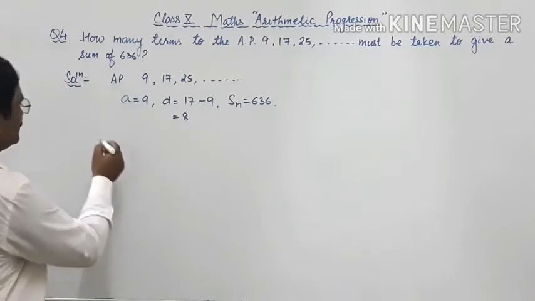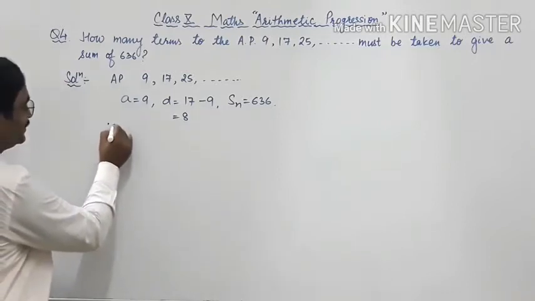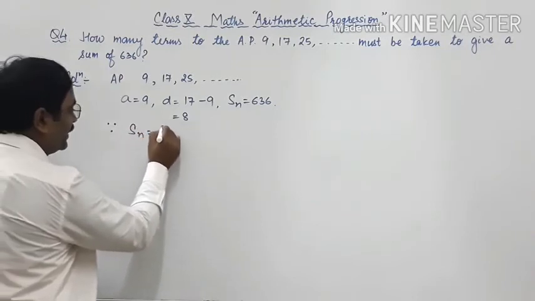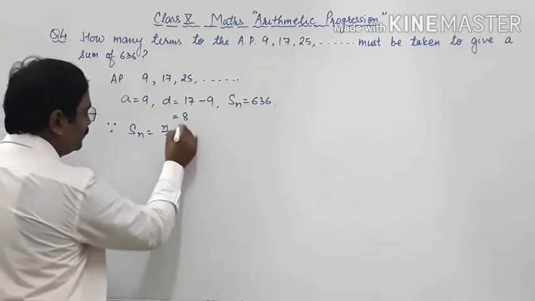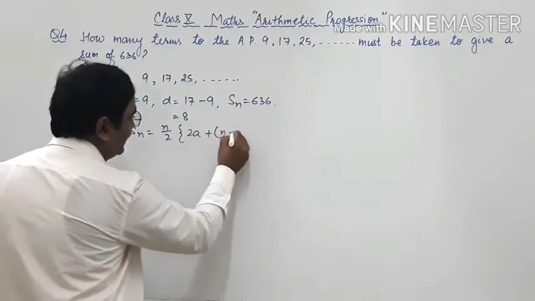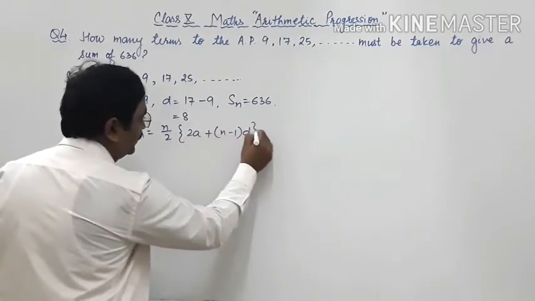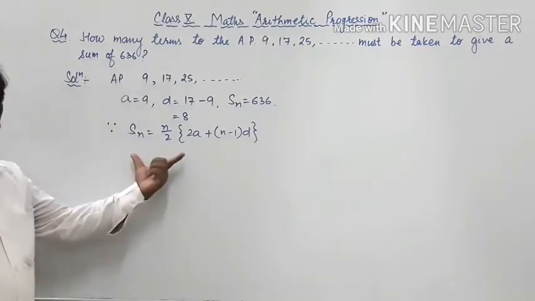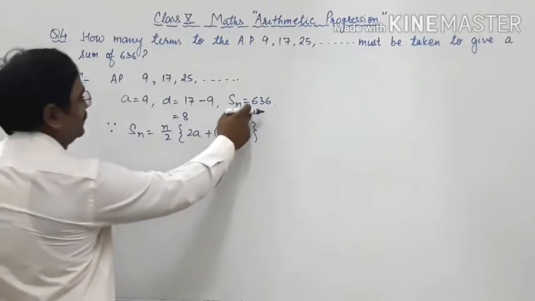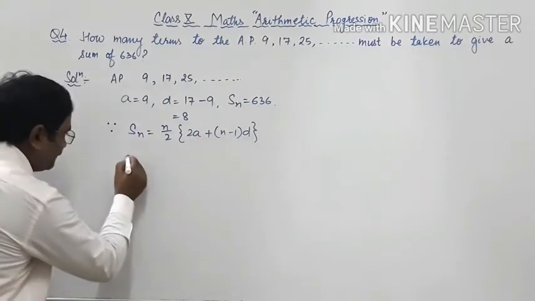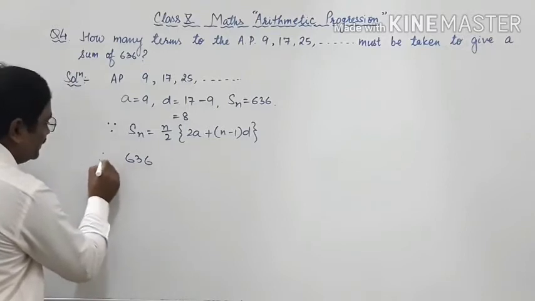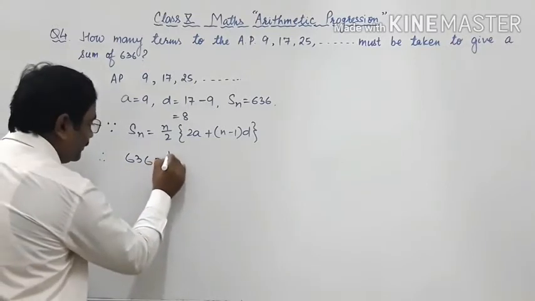So as we know, Sn is equal to n upon 2 into twice a plus n minus 1 into d. So let us substitute the values which are given in this question. Sn is equal to 636. Now n we are going to find out.